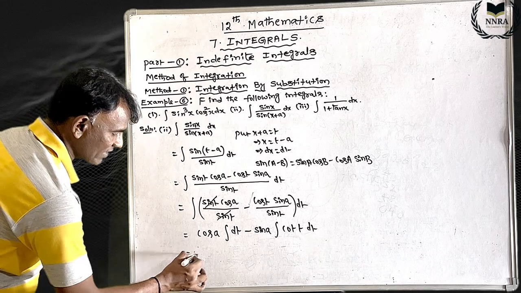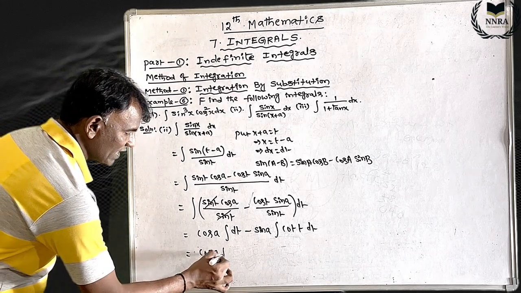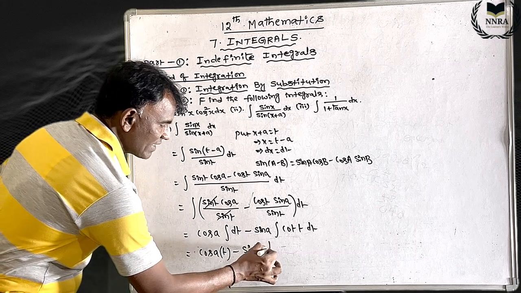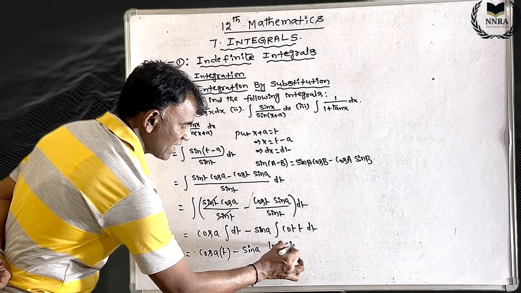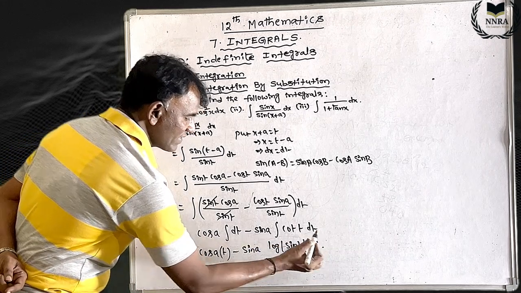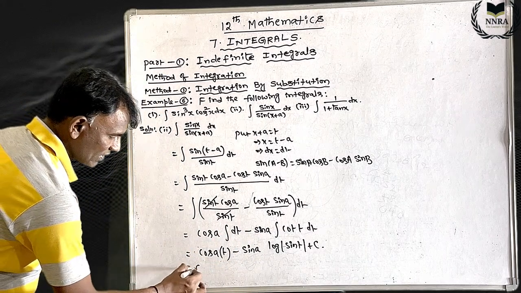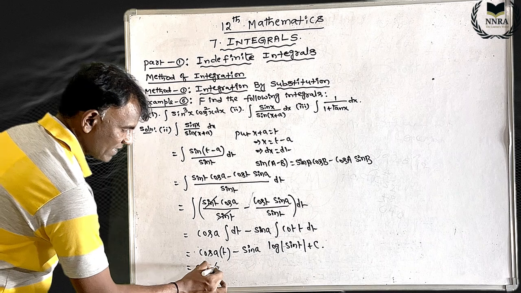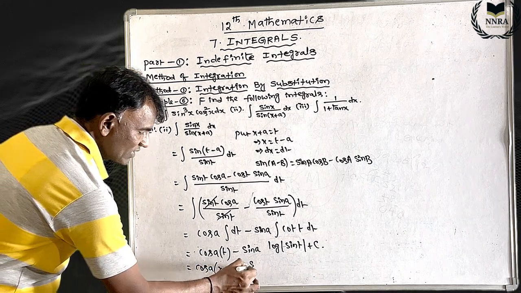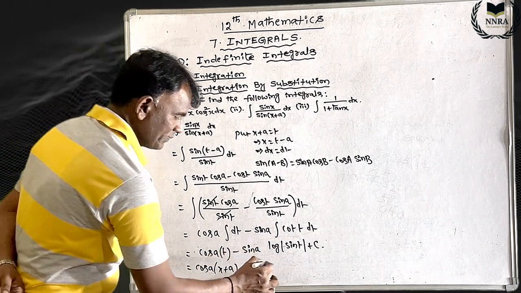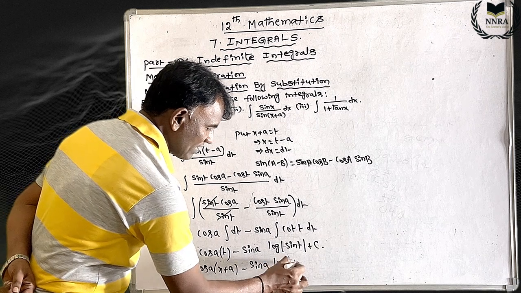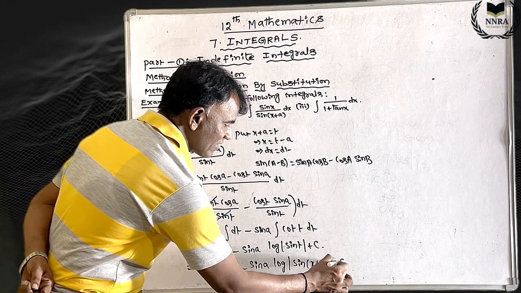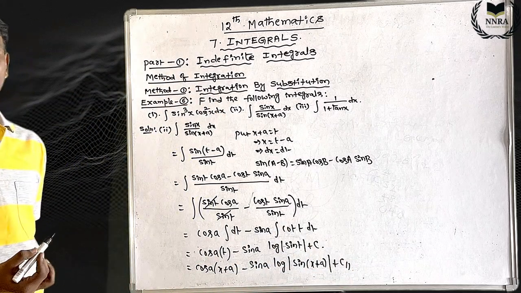Then how to write this one? Cos a into t, minus sin a, then that can be written as log of mod of sin t, then constant c. So cos a, and what is the value of t? t is equal to x plus a. So write here x plus a. So minus sin a into log of mod of sin of t, which means x plus a, then constant c. So that is the solution.